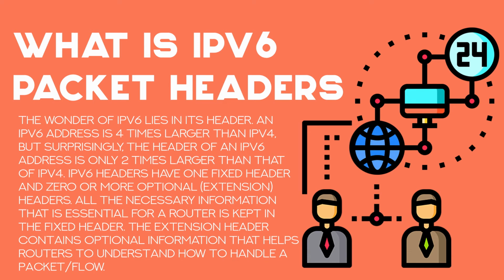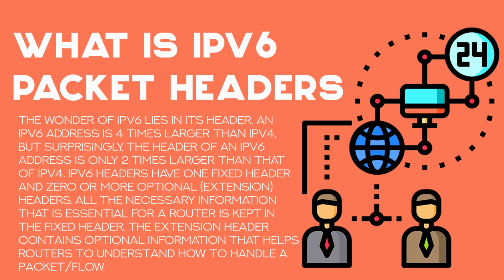An IPv6 address is 4 times larger than IPv4, but surprisingly, the header of an IPv6 address is only 2 times larger than IPv4. Now IPv6 headers contain one fixed header and 0 or more optional extension headers, which is a conversation for another time.